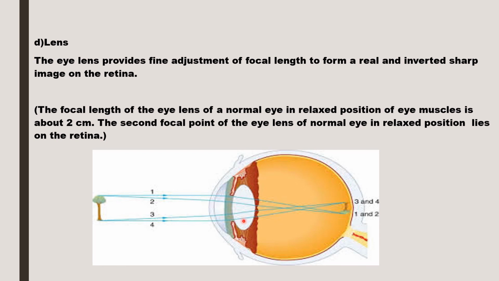Lens. The lens provides fine adjustment of focal length to form a real and a sharp inverted image of the object on the retina. You please remember this. This is the function of the lens. Just remember that the focal length of the eye lens for a normal eye in the relaxed position of the eye muscles is about 2 centimeters, and the second focal point of the eye lens of the normal eye is on the retina.